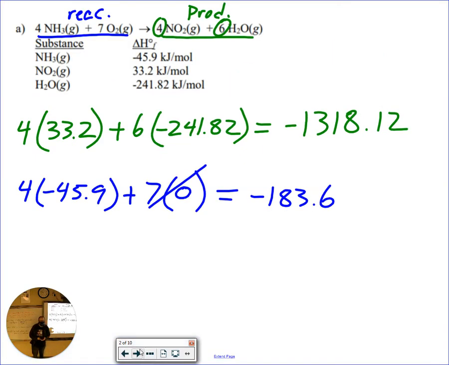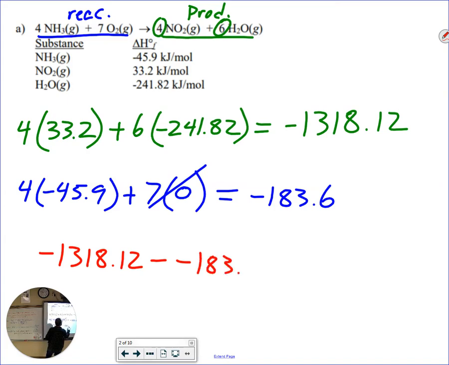Now, there's 2 places where you can make a mistake here. And I see this all the time. One of them is people forget, okay, well now, what number minus what? Is it this way or that way? It's products minus reactants. It's final minus initial, or minus what you start with. Okay, so if I rewrite this, it's going to be negative 1318.12 minus negative 183.6.